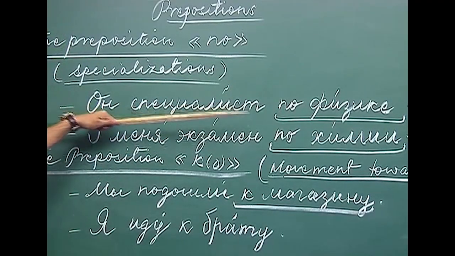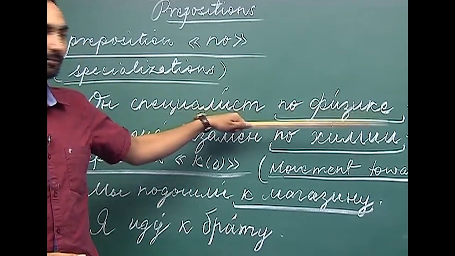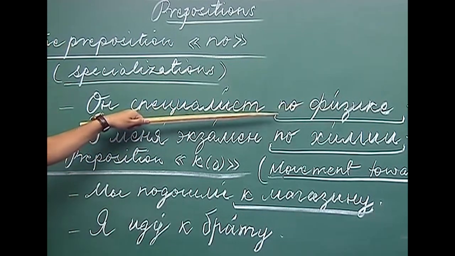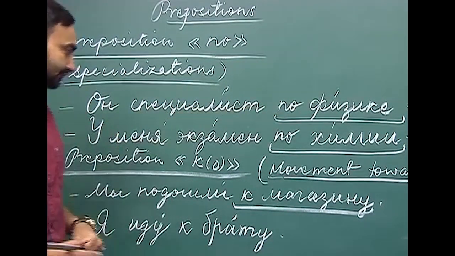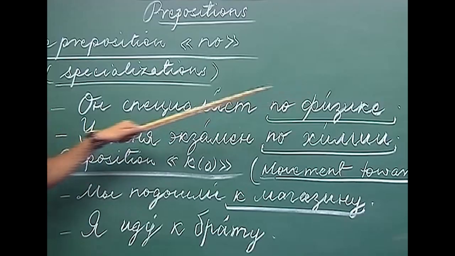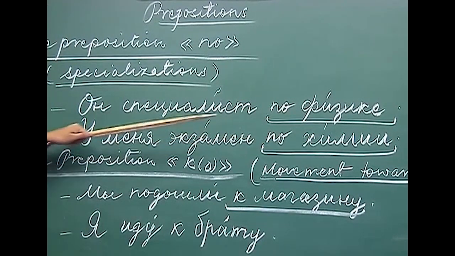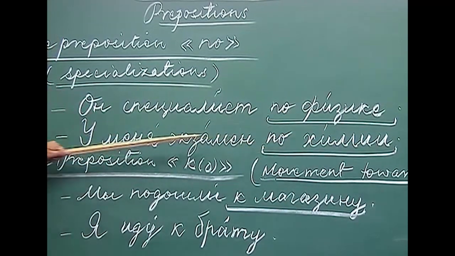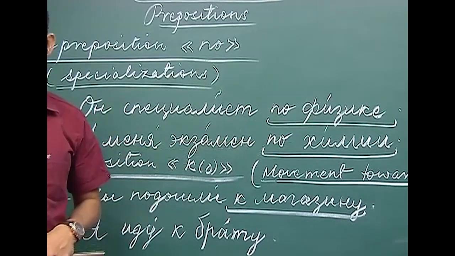He is an expert of physics. Per physique. Physica becomes physique in the dative case because it is used after the preposition per. Un specialist per physique. Umenia examen per chimie. I have an examination on chemistry, or I have a chemistry examination.